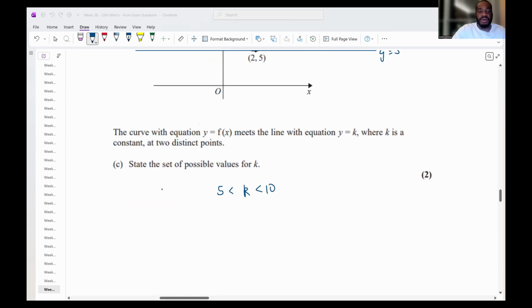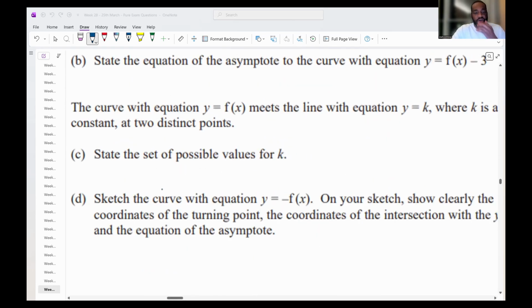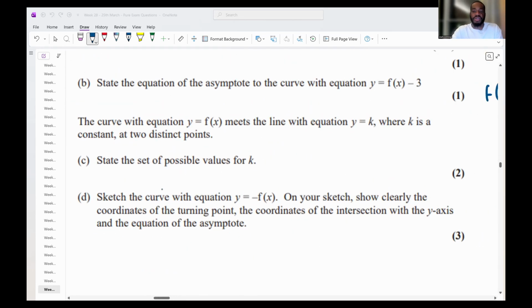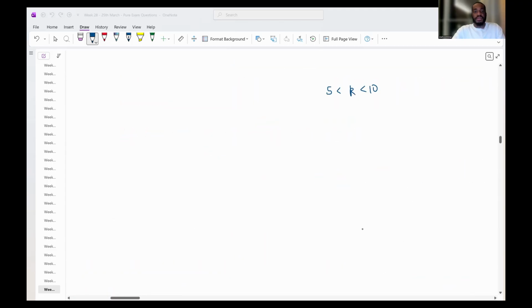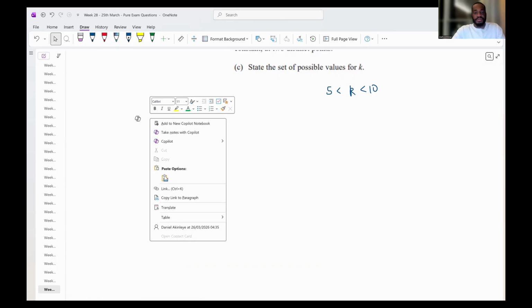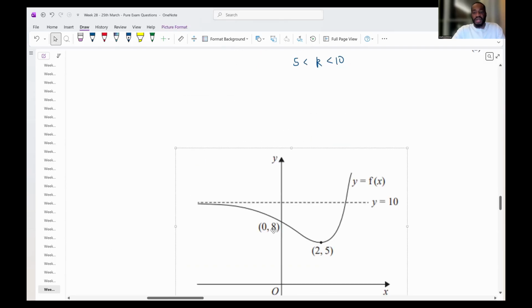So that's done. Part D, it says sketch the curve of equation y equals minus f of x. On your sketch, show clearly the coordinates of the turning point, the coordinates of the intersection with the y-axis, and the equation of the asymptote. So that is fine. So let's get this diagram because it'd be good to use it as a reference point. So for part D, we need to sketch it. So what will that look like?